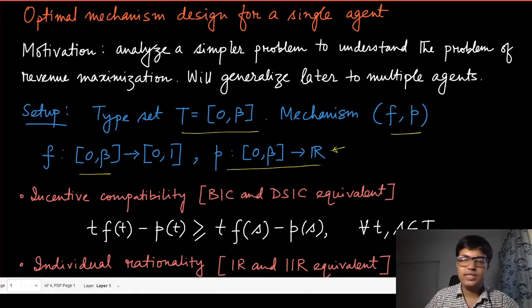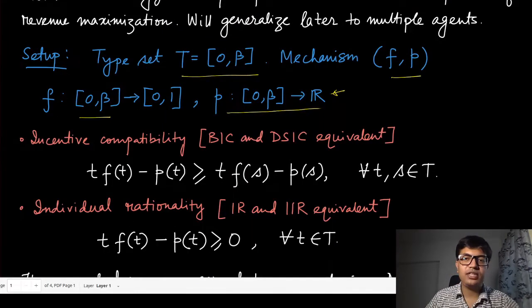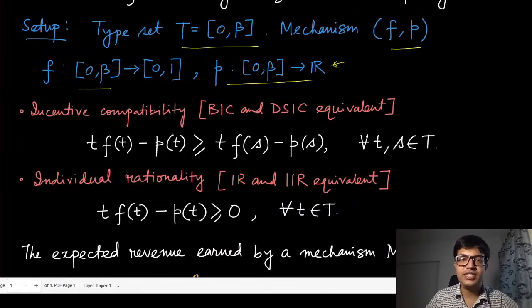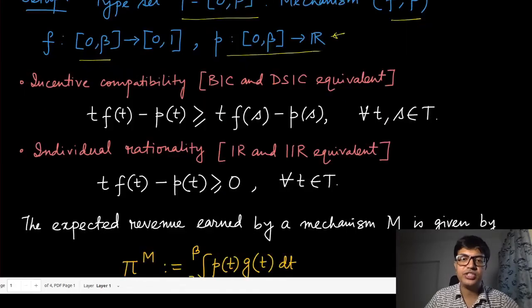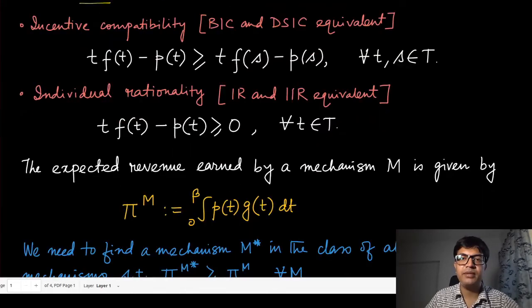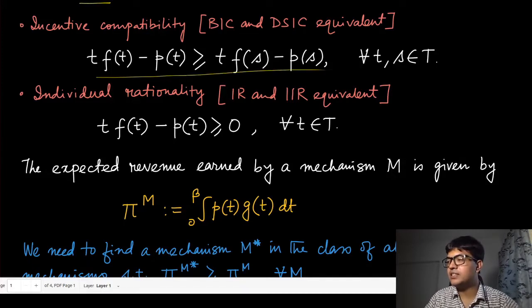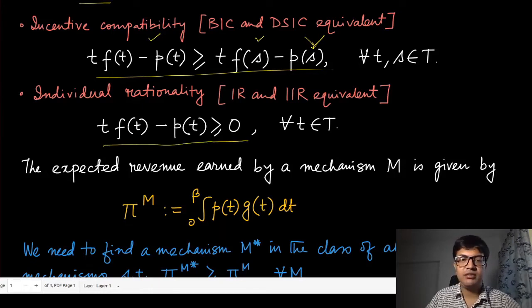Now in this setup, because there is exactly one agent, there is no belief system for the other agents, the BIC and DSIC definitions become the same, and therefore we can write the DSIC condition as we know it. So the player is getting a better payoff, at least weakly better payoff, when it is reporting truthfully versus when it is misreporting to s, let's say. Similarly, individual rationality is just that the expected utility of this agent is non-negative.